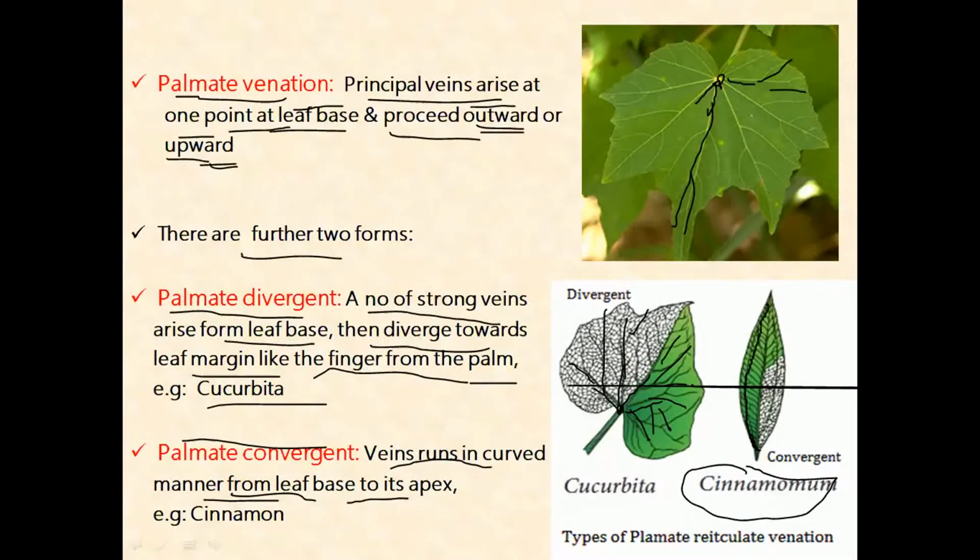It goes to the apex of the leaf. So you can see here, this is another. So this type of venation is known as palmate convergent venation.